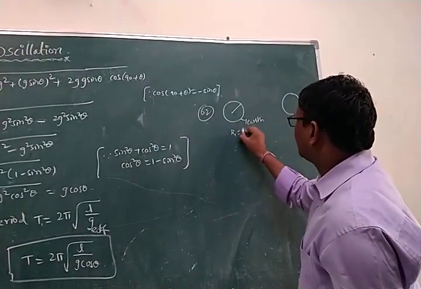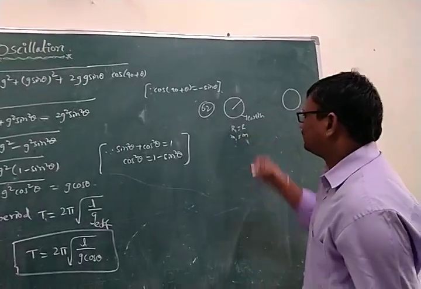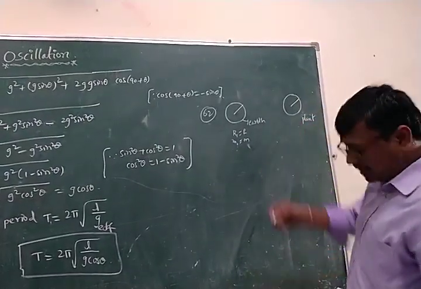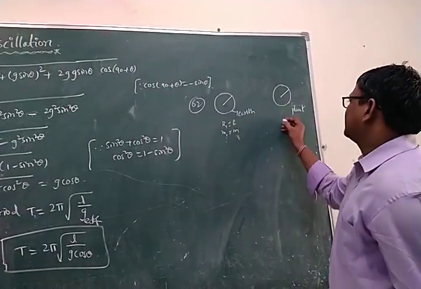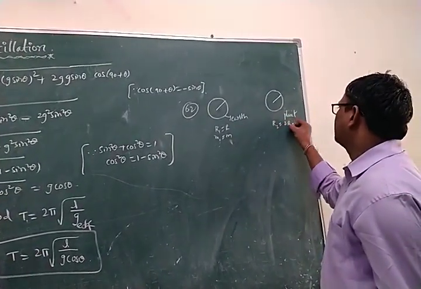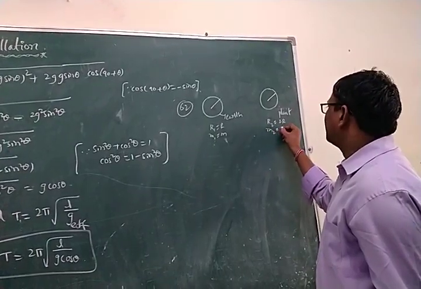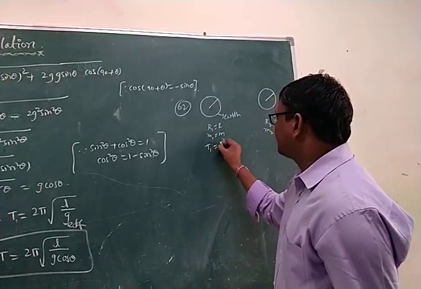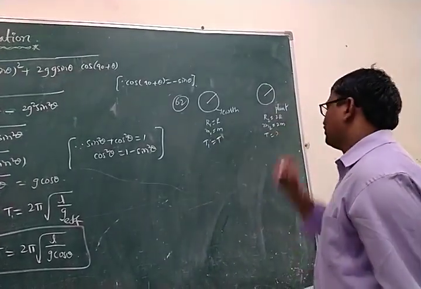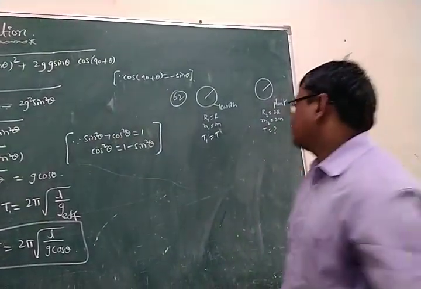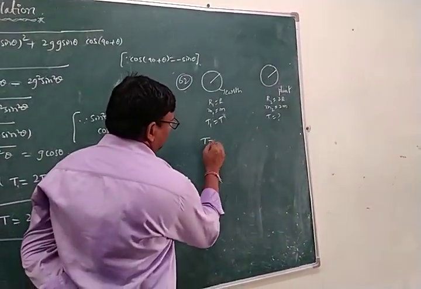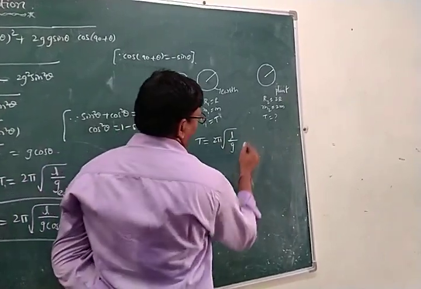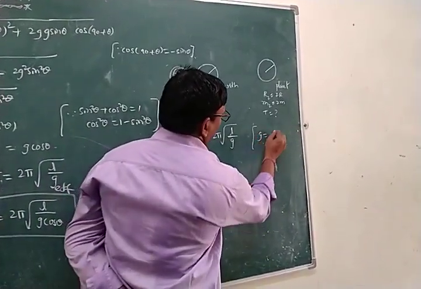R1 is equal to R, and its mass is equal to M. Now the radius of the planet is double that of the Earth, that is R2 is equal to 2R, and the mass is also double, M2 is equal to 2M. The time period on the Earth is T1 is equal to T. Then T2 is equal to how much? We know the time period T is equal to 2 pi under root of L by g. See here, g is equal to, what is the formula?